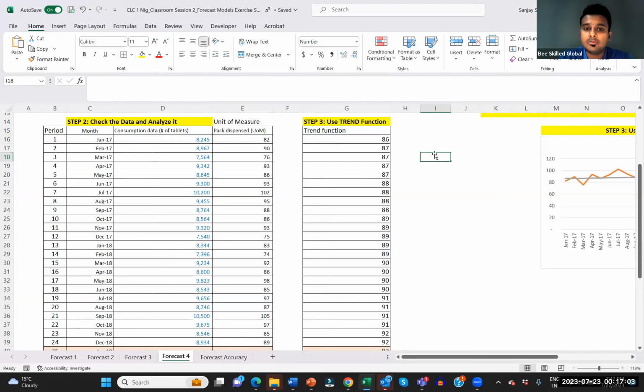But the most important thing here is you should have a long range of data to do all this. If you only have 3-6 months of data, that's really not enough to do any Excel analysis. For any meaningful analysis in Excel, always try to get a long range of data for every product.